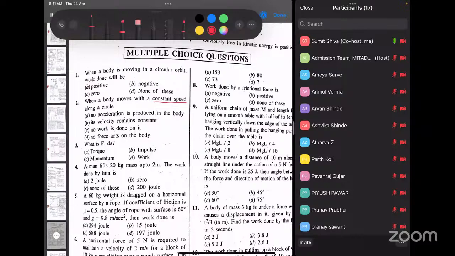Constant speed means its velocity remains constant. True or false? Constant speed means its velocity remains constant. Is it true or false? Think carefully. Constant speed means velocity remains constant. Is it correct or wrong?